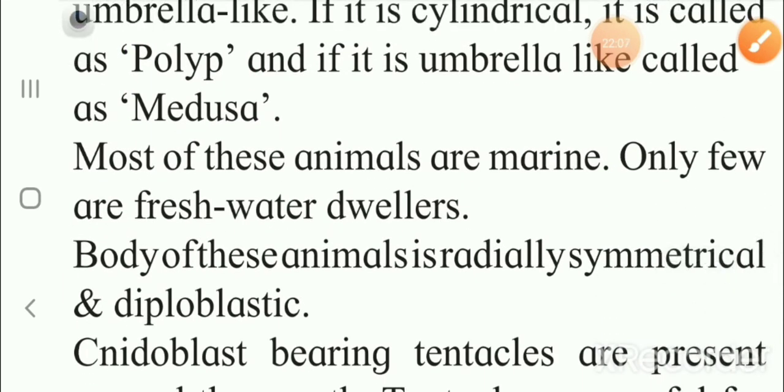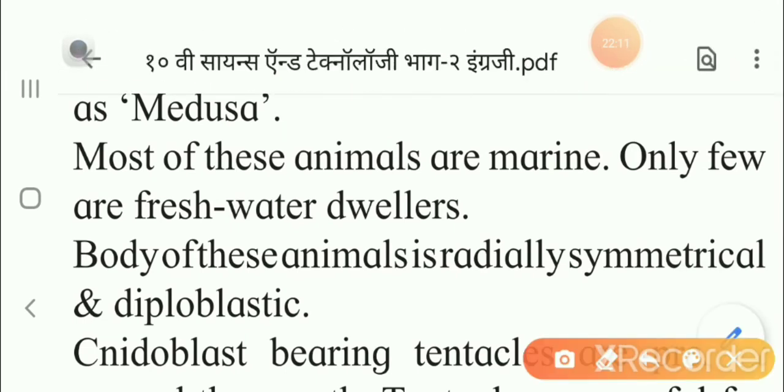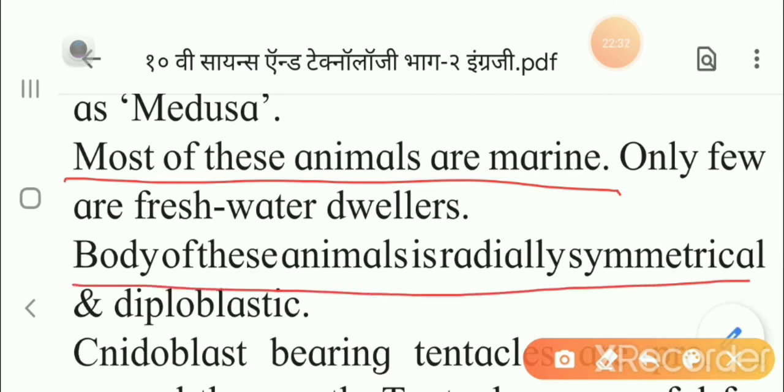Now, most of these animals are marine. Marine means living in the sea water, children. Only a few are freshwater dwellers. Dwellers mean living in that place, or their habitat is freshwater. The body of these animals is radially symmetrical. Already I told you the meaning of radially symmetrical body.